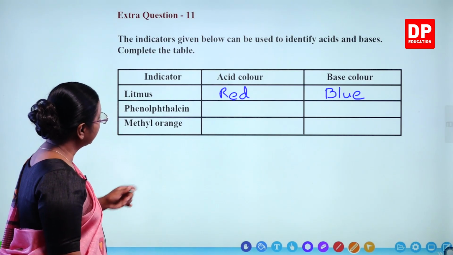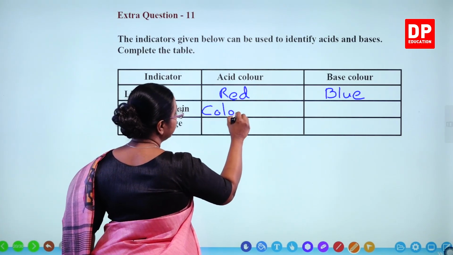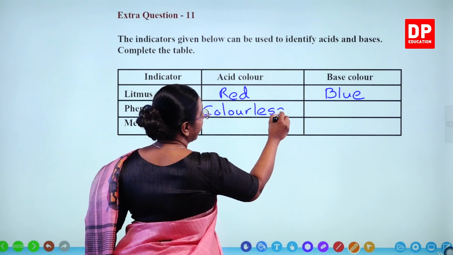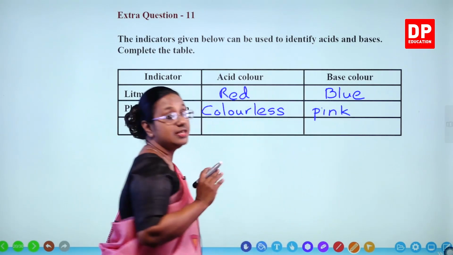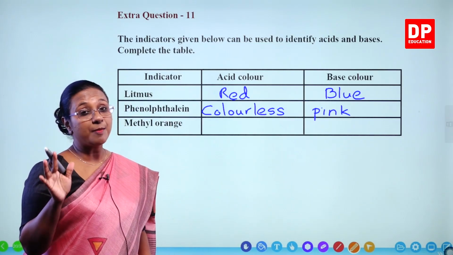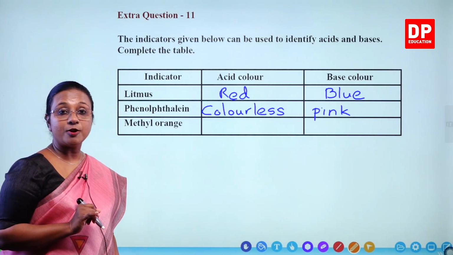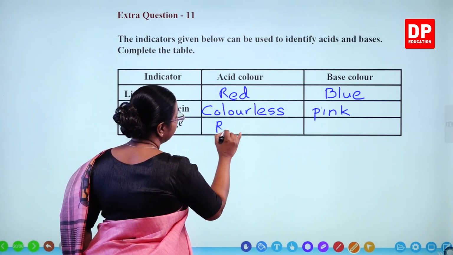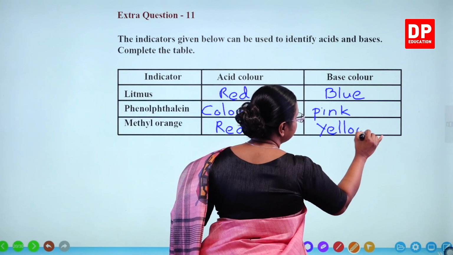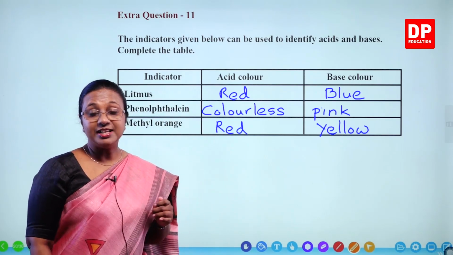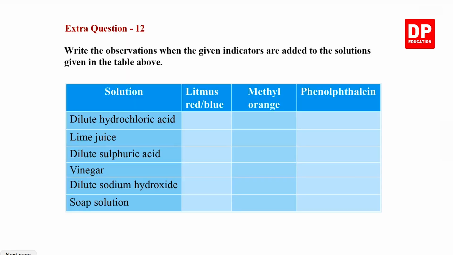Then we have phenolphthalein. What is the acid color? It's colorless, same as the indicator, colorless. And what is the base color? It is pink. These are all the observations that you got from the activity as well. So, you know what they are. Then what about methyl orange? Methyl orange gives red color with acids and yellow color with bases. Did you all write them correctly? I am sure you did. With that, I will move on to the next one.